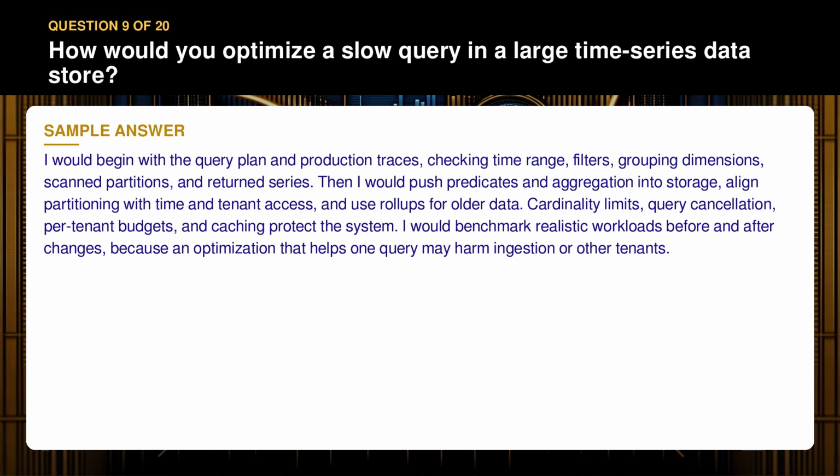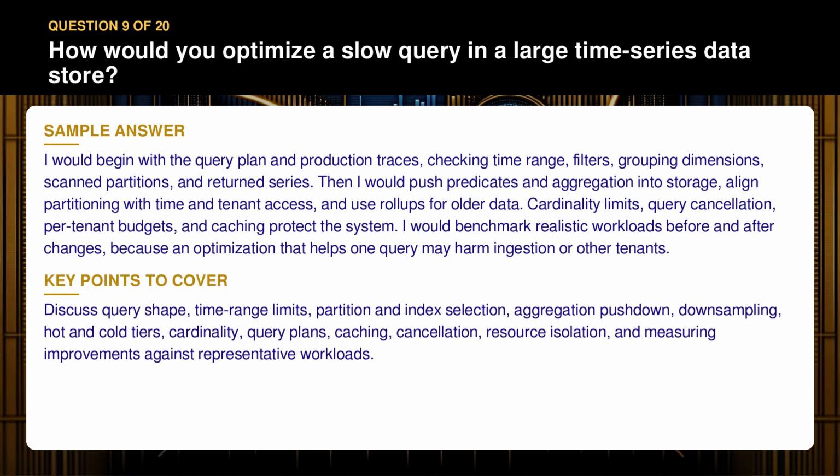I would benchmark realistic workloads before and after changes, because an optimization that helps one query may harm ingestion or other tenants. Discuss query shape, time range limits, partition and index selection, aggregation pushdown, downsampling, hot and cold tiers, cardinality, query plans, caching, cancellation, resource isolation, and measuring improvements against representative workloads.